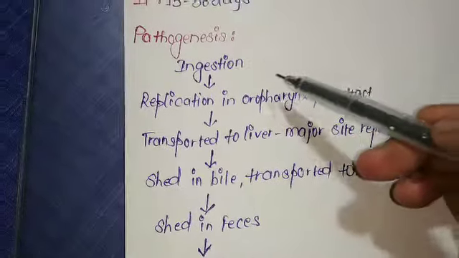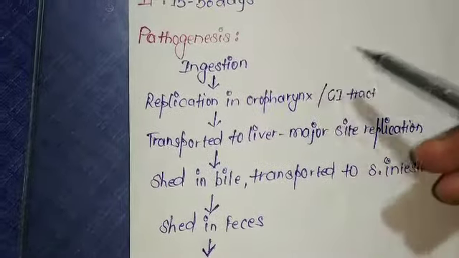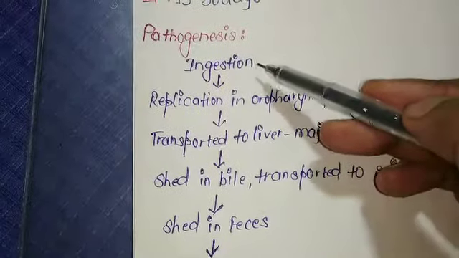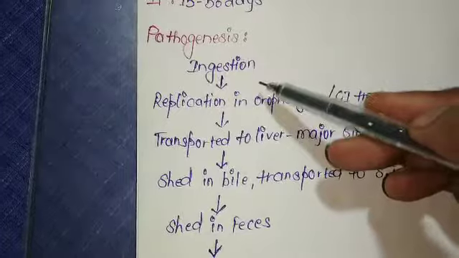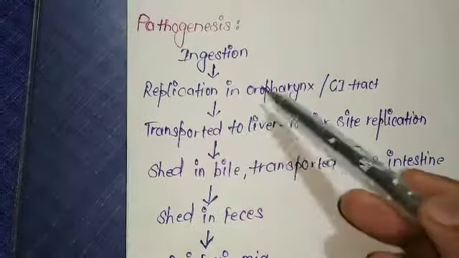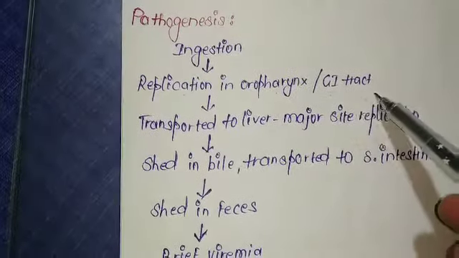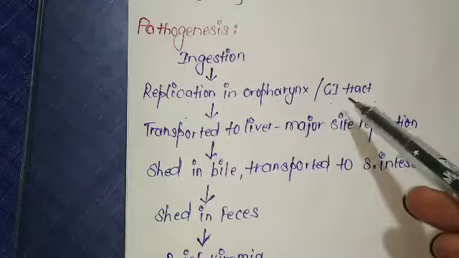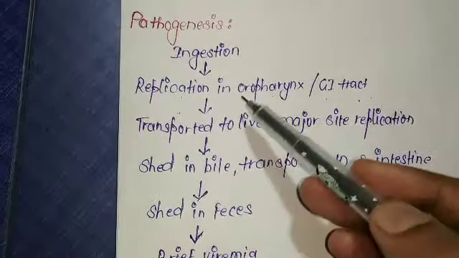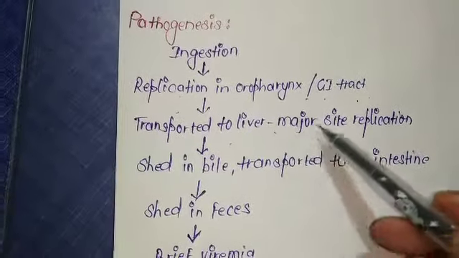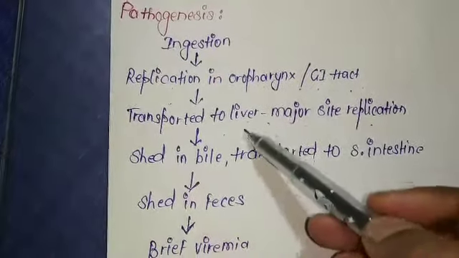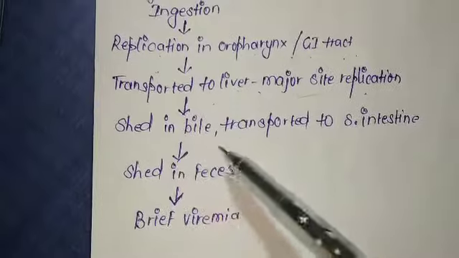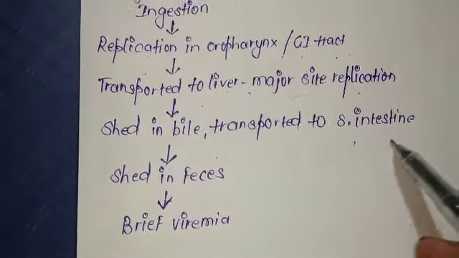Once it is ingested by a human host, like through contaminated foods or water, this virus will replicate in the oropharynx and the gastrointestinal tract. After replication, it is transported to the liver, a major site of replication, where it will again replicate, and then it is shed in the bile and transported to the small intestine.